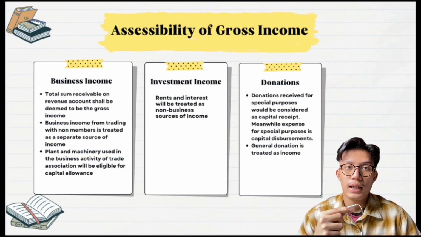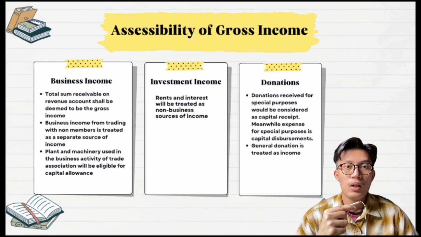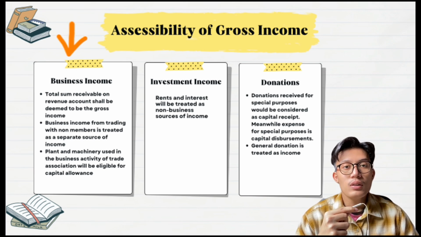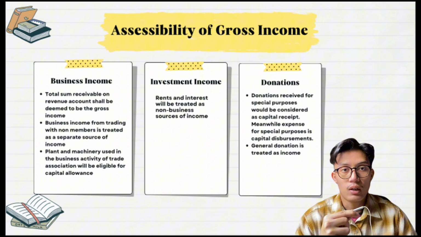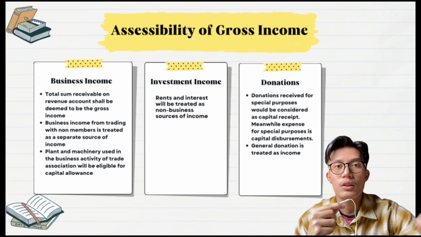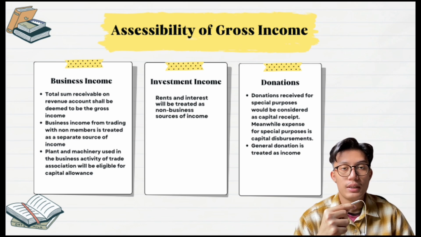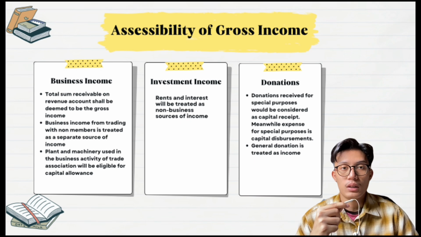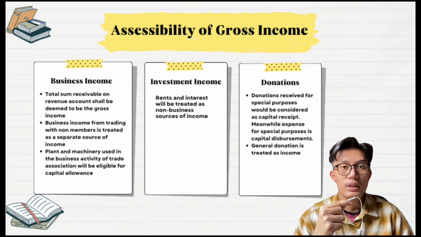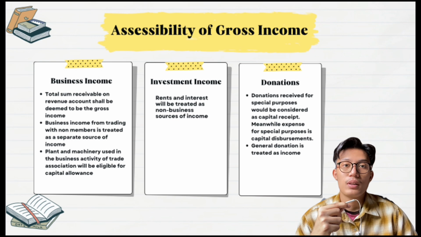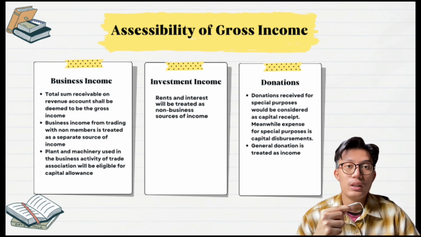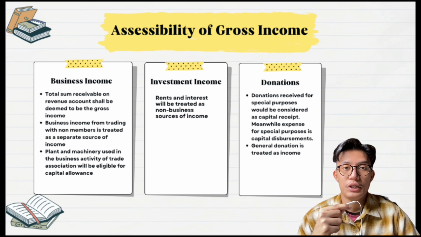Now, let's move on to the accessibility of gross income. For business income, total sum receivable on a revenue account shall be deemed to be gross income. Trade association will be needed to have a closing account on 31st December to cater to the self-assessment system. Meanwhile, business income from trading with non-members is treated as a separate source of income. In addition, plant and machinery used in the business activity of trade association will be eligible for capital allowance.